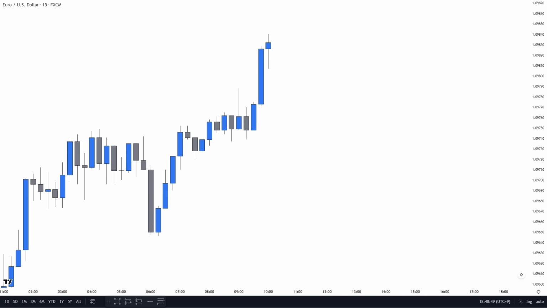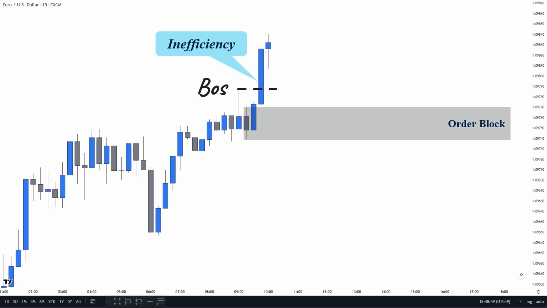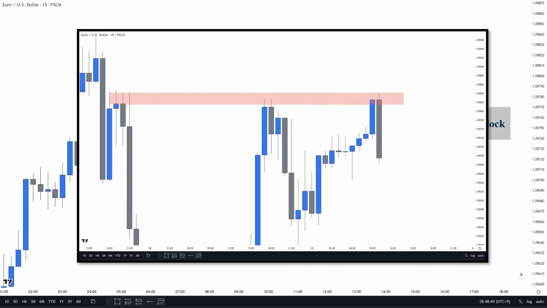Here on the Euro-Dollar 15-minute chart, we had a strong bullish move that created inefficiency and broke market structure. As a result, we have a valid order block, which is a great demand level to go long. However, the market suddenly changes direction and breaks below this demand level with large candles. This change in direction could be due to the price tapping into a higher time frame resistance level, as you can see on the 1-hour time frame.